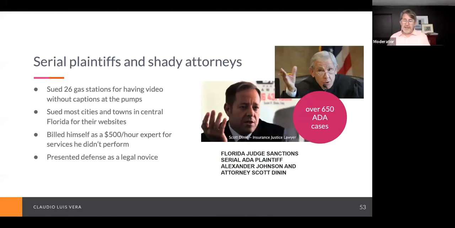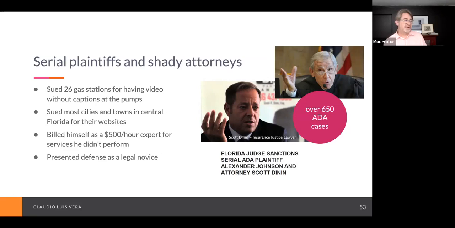So here in Miami, we have probably one of the most prolific lawyers back in 2018. Well, he is no longer allowed to practice, he's no longer allowed to file an ADA lawsuit unless he has explicit permission from the Florida courts. So basically, he and various plaintiffs with different kinds of disabilities went and sued most of the cities and towns in Central Florida for their websites not being accessible.